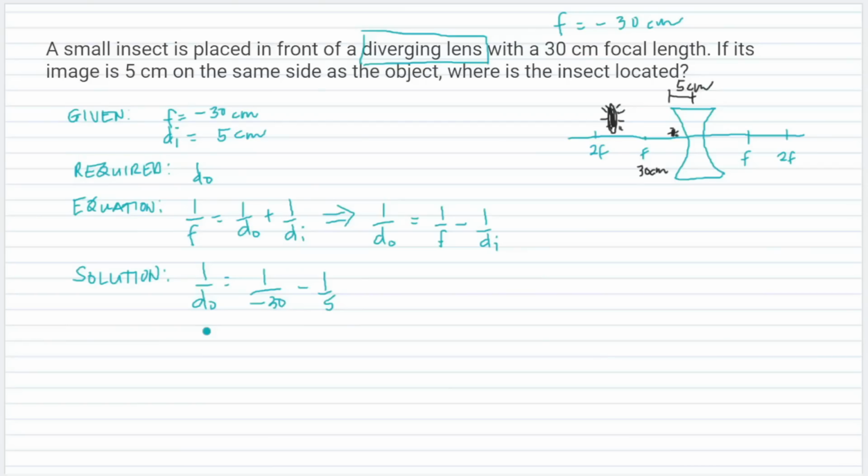So that would be 1 over DO is equal to 1 over negative 30 minus 1 over 5. Okay, so I think we forgot to add the negative sign into our DI because again, sabi natin dito, the image is formed on the same side as the object, so therefore the image is virtual and DI would be negative. So, yan. Don't forget that. Let's not forget that kasi otherwise we will be getting a different answer.